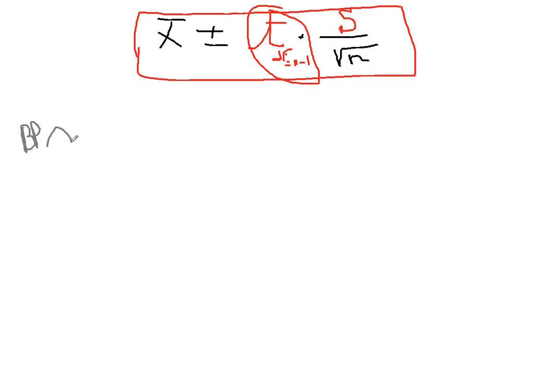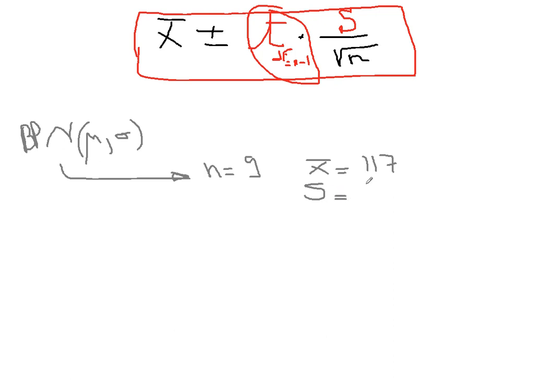Blood pressure has a normal distribution with a certain mu and a certain sigma. But this time we do not know mu and sigma. So we took a sample of n equals, make it easy, 9, and the x bar came out to be 170, for example. Okay. And I got an S that is equal to 20. And you are asked to calculate a 95% confidence interval for that mu.